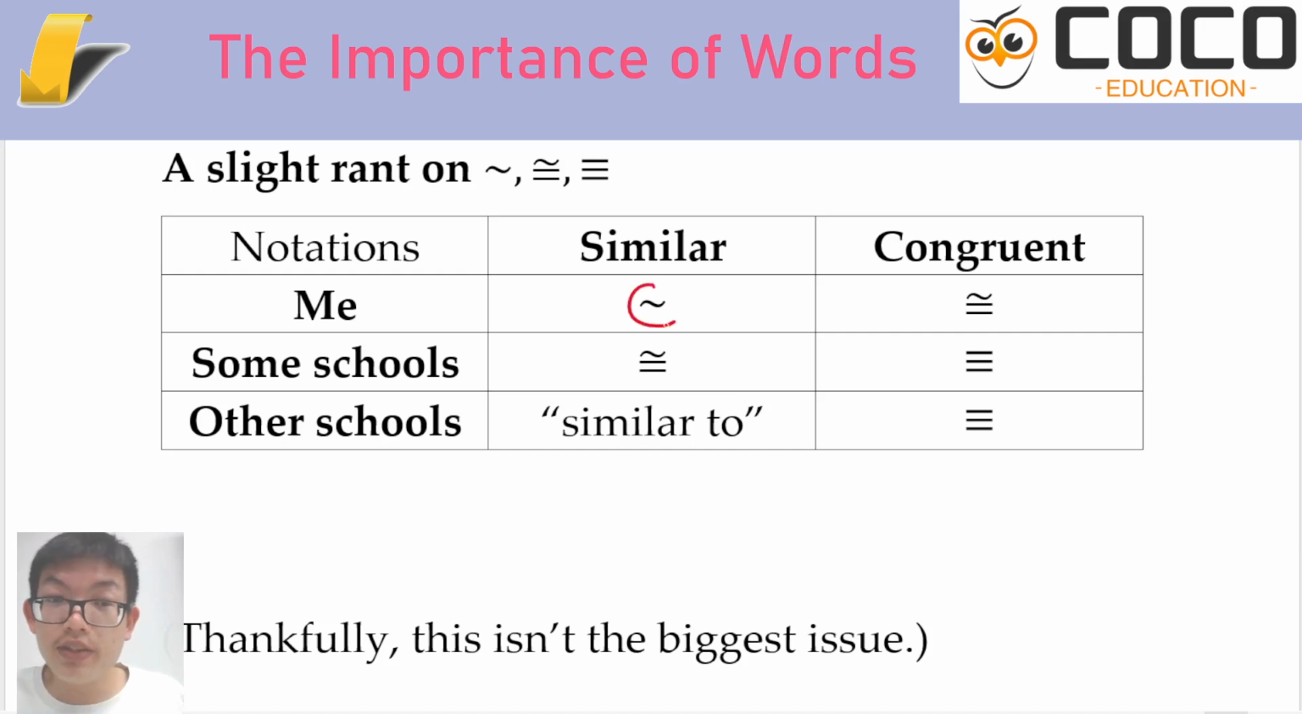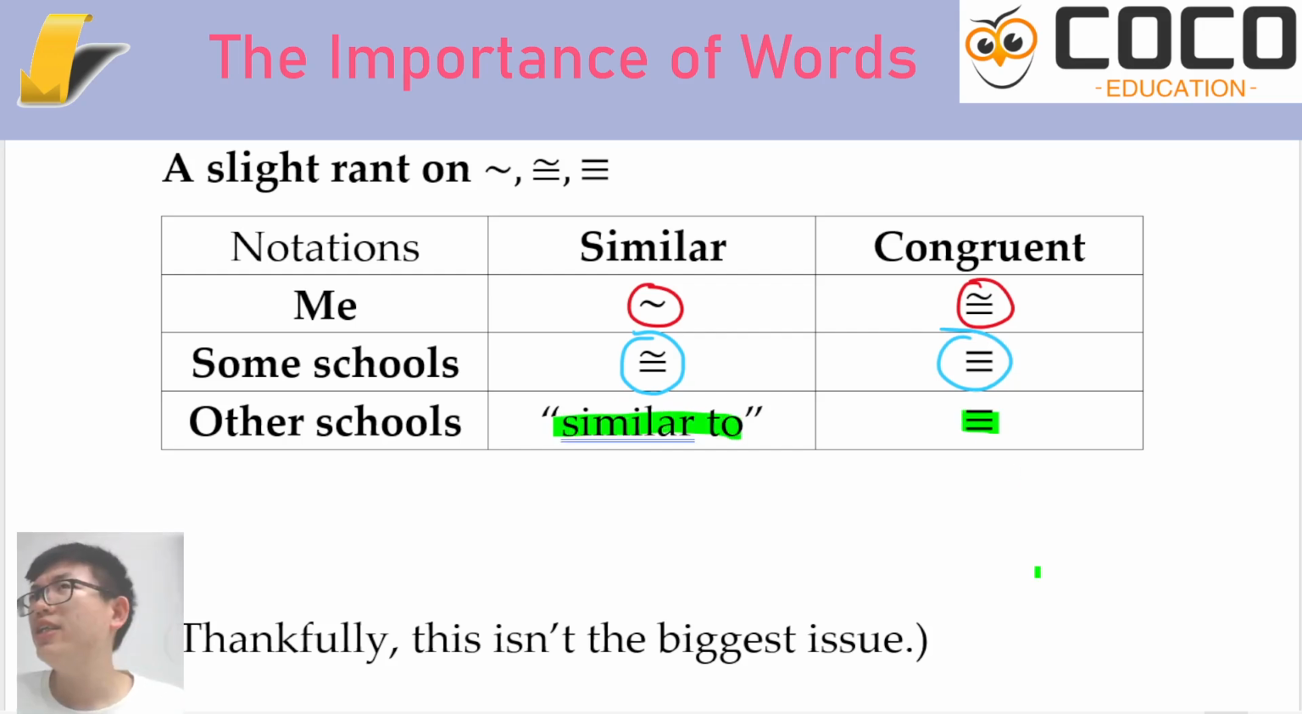Now, for me, I use these to represent similar and congruent. I've been told that in some schools, you have to use this as similar and this as congruent. I've been told in some other schools, you are not even allowed to use any symbol for similar. You're just supposed to spell out similar, and then for congruent, you can use this one. Okay, this is not what I'm referring to.